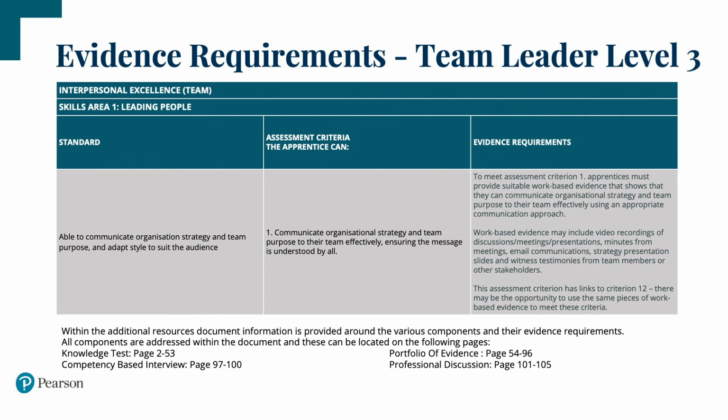I've just popped in a screenshot from the team leader one, just to give you an example of the kind of information that's in there. As I've mentioned, the additional resources document does give information around all components of the team leader standard, and it does break it down into detail. It tells you what's required around the various components and the evidence requirements. The screenshot that you see is in relation to the portfolio element of the team leader supervisor, and its criteria and the evidence requirements regarding that. So it does give you that key information to help that apprentice be prepared.